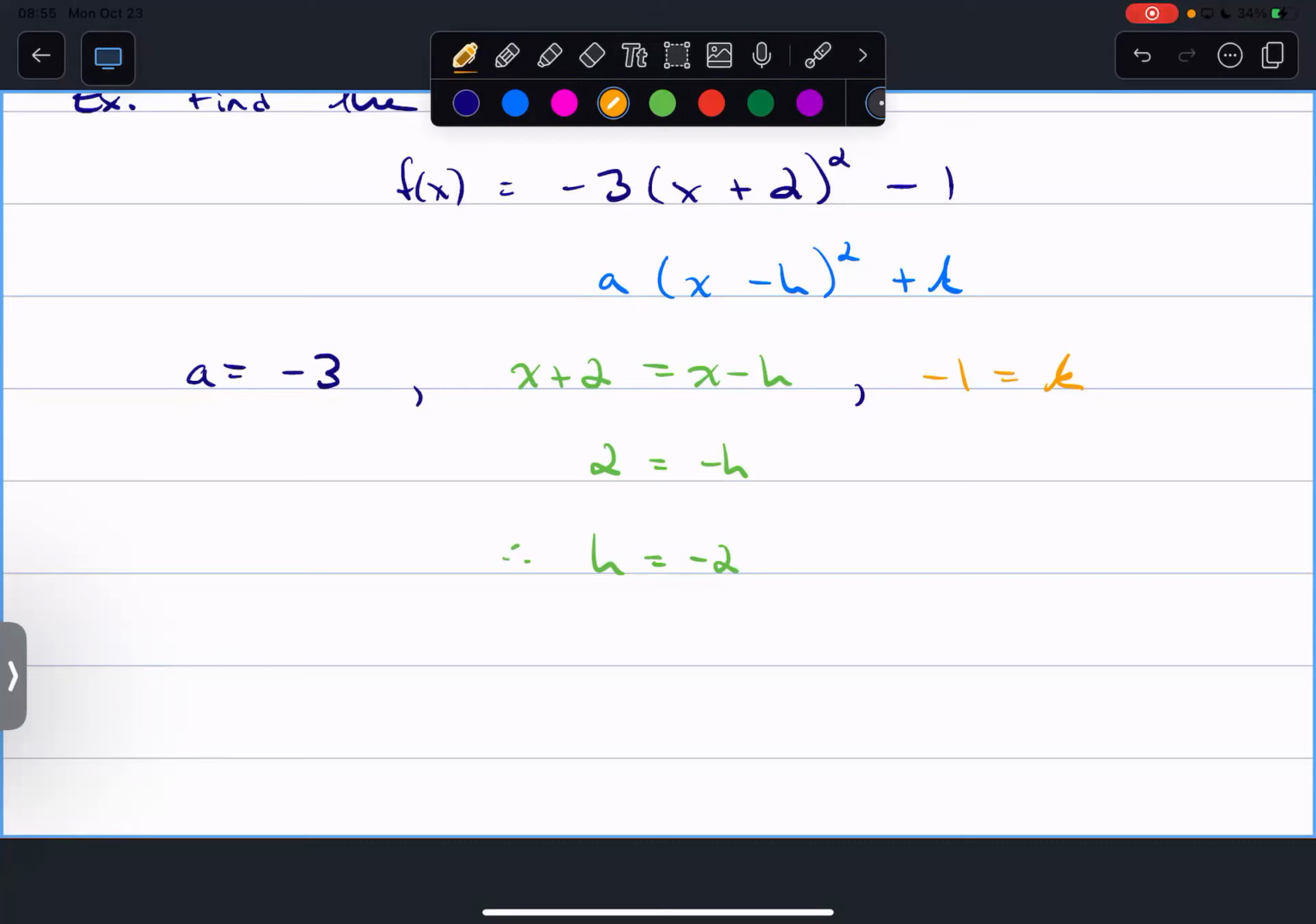Okay. So it's this one that requires a little bit of work. But if you just see it, you don't have to show this work. I just want to show you what you're technically doing. Right.